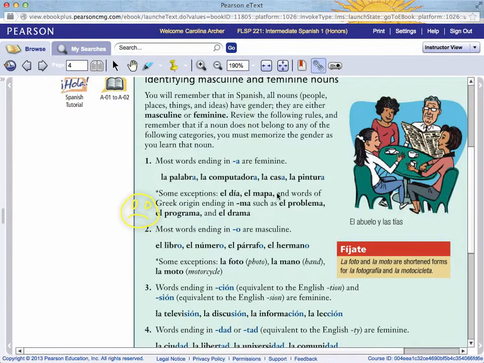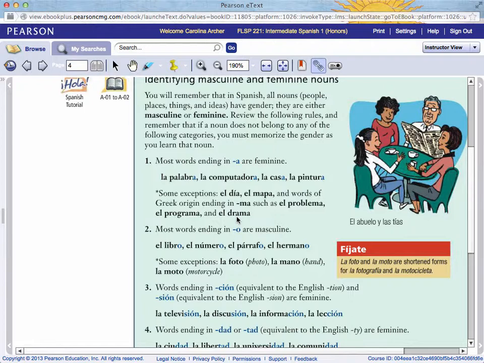And there are also words that come from the Greek language, and not all the words that end in ma are masculine, but a lot of them are. Okay, a lot of the words that end in ma, we have a few there in the Spanish language, come from the Greek language, and in Greek they are masculine. Okay. So, el problema, it's not la problema, but el problema, el programa, el drama.